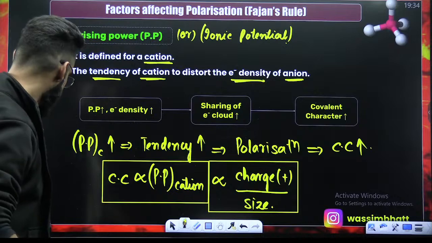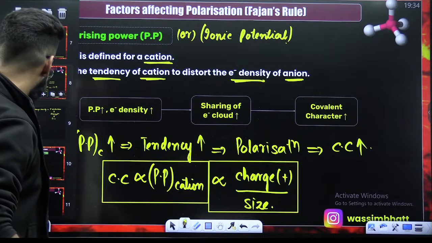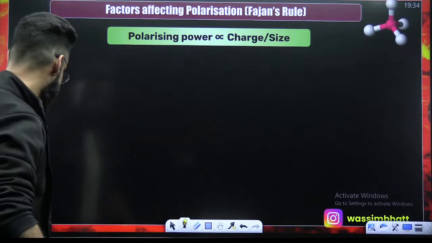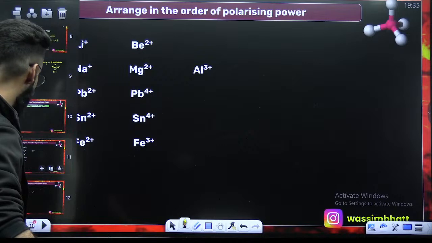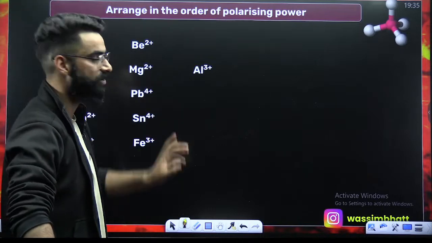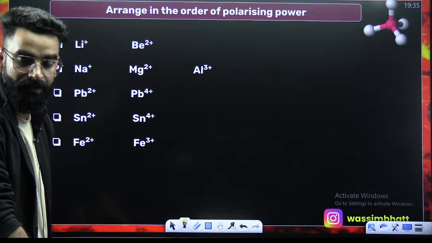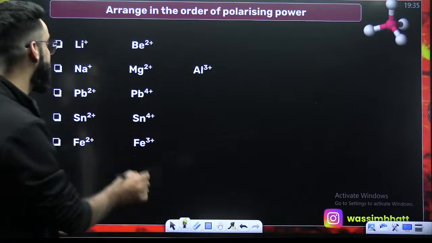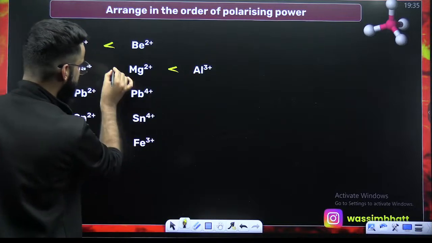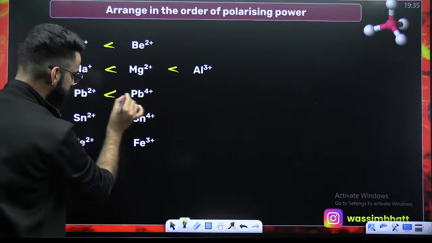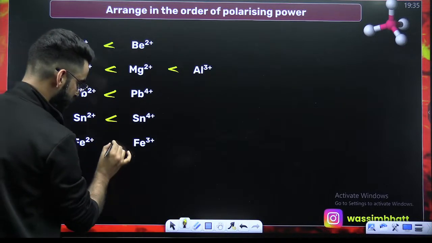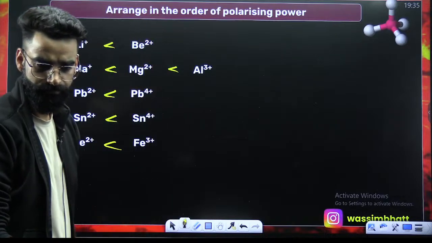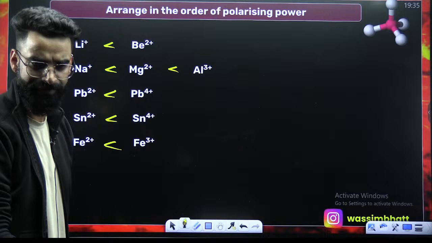Perfect. Now guys, since I told you polarizing power of cation is directly proportional to charge, inversely proportional to size, you are going to let me know the answers of these questions. Among these two cations, which one has got more polarizing power? More the charge of the cation, more the polarizing power. Is this the order?